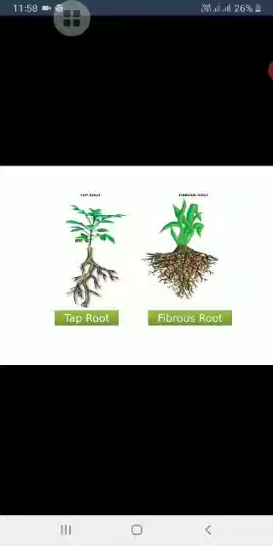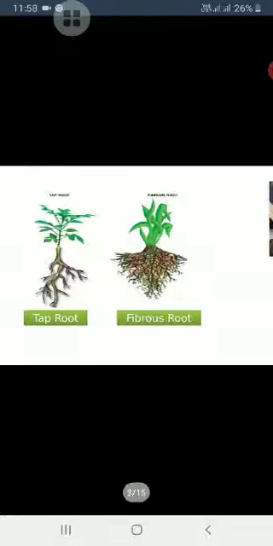In a grass plant, a number of thin fiber like roots arise from the base of the stem. They spread out in the soil and give support to the plant. These are known as fibrous roots. So there are two types of root systems: the taproot system and the fibrous root system. Now we will study the functions of the root.